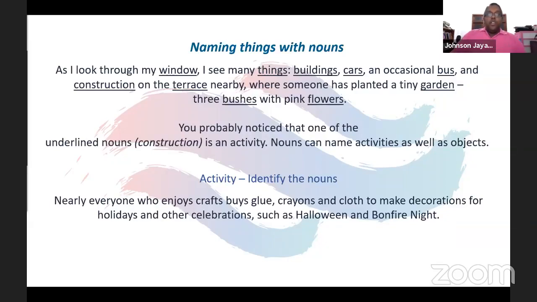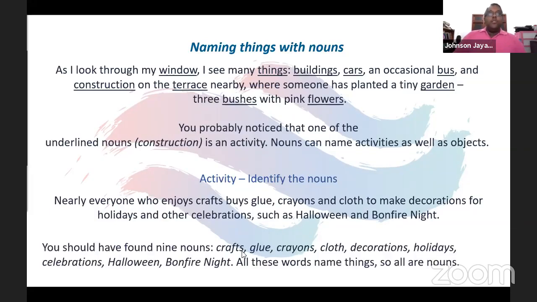Right, so if you have identified the nouns, please put your thumbs up for me, please. Right, brilliant. Okay. So here are the answers.